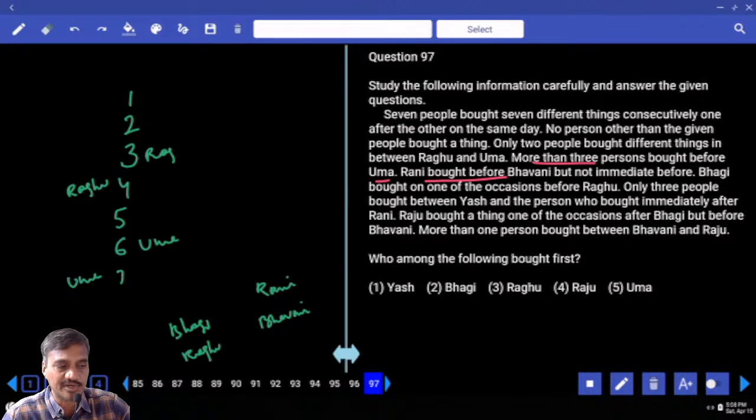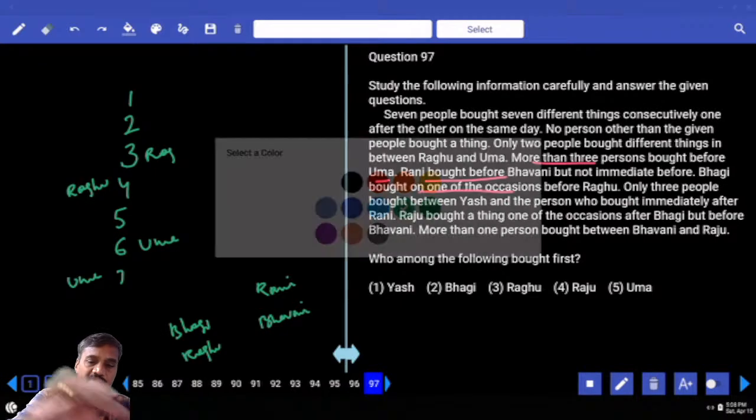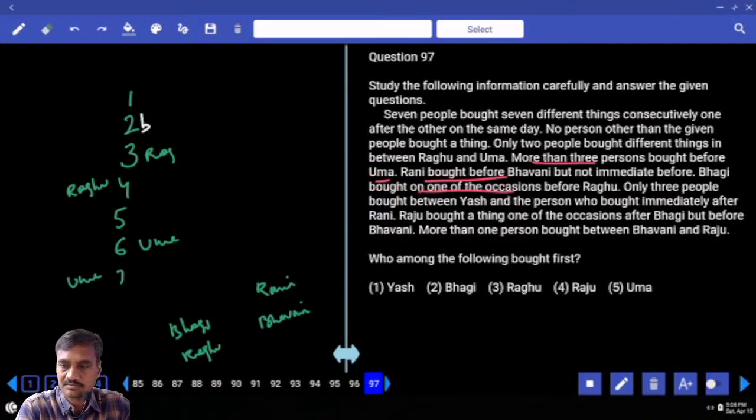Rani bought before Bhavani, but not immediately before, and Bhagi bought on one of the occasions before Raghu. Now before Raghu, who is the person we have? Bhagi. Now Bhagi can be here. Bhagi is before Raghu, and 3 persons between Yash and the one who bought immediately after Rani. And Raju bought a thing after Bhagi. Raju is after Bhagi, but before Rani. Take the information: Bhagi is here, Raghu is here, then Raju must be here.